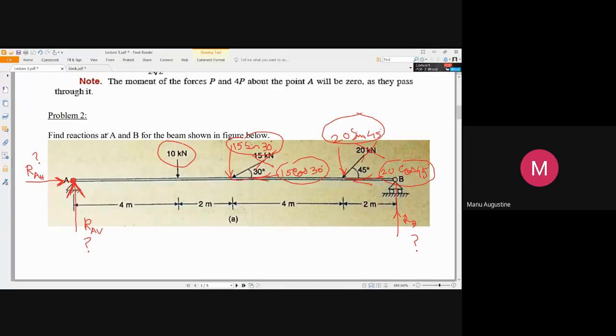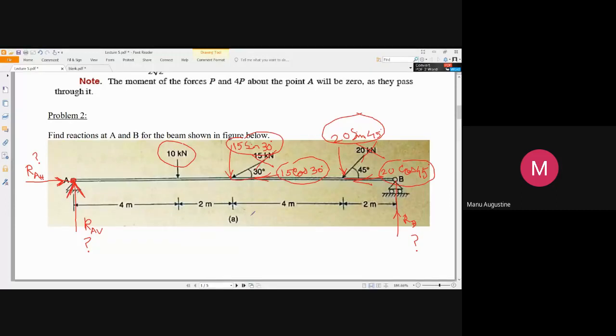Now, it is asking us to find the reactions at A and B. So in essence, we have to find RAH, RAV, and RB. How do we do that? Since the beam is neither moving downwards, nor upwards, it is not moving in the left direction, it is not moving in the right direction. In the presence of all these reactions and all the applied forces, the beam is not in motion. This does not even have to be given to you in writing, or as a verbal statement.